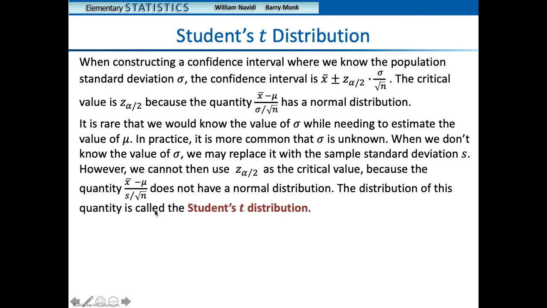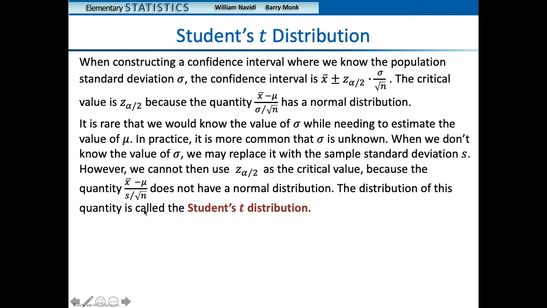because once you take the z-score formula and replace sigma with S, this quantity here is still a random variable, but it is no longer normally distributed. Okay? It does not have a normal distribution. And so that means that we cannot use the same methods that we looked at in the previous section for finding the critical values for our confidence interval.